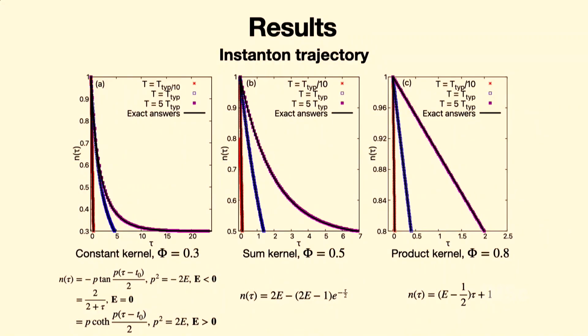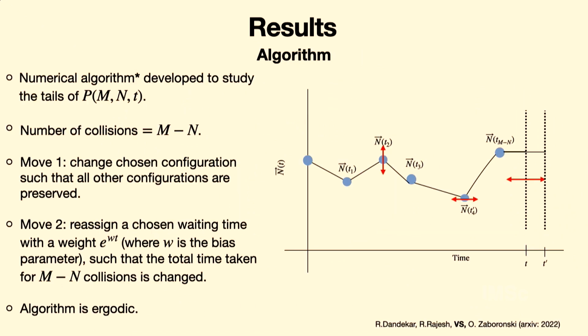So we are calling this instanton trajectory because of the way the calculation goes. I'm not going into that, but these are the trajectories. In each plot, the middle blue line shows the typical trajectory, and the red and violet show the atypical trajectories. We check our results and make sure they're fine.